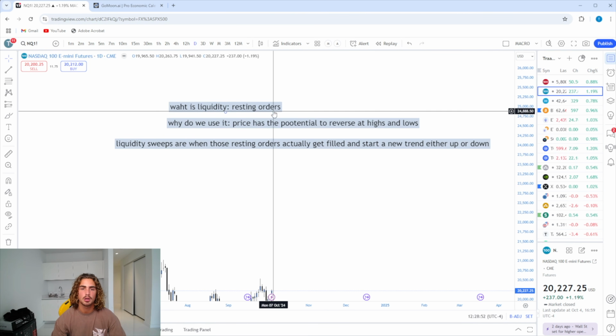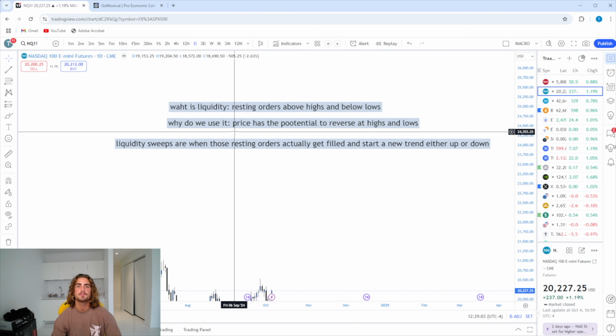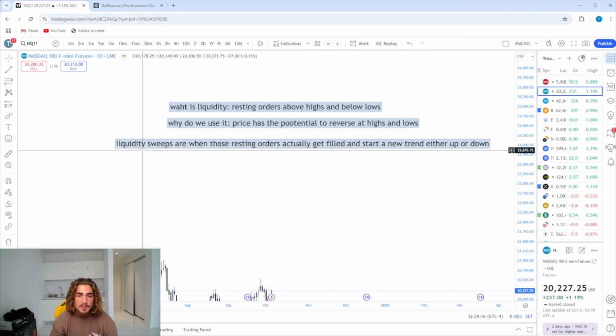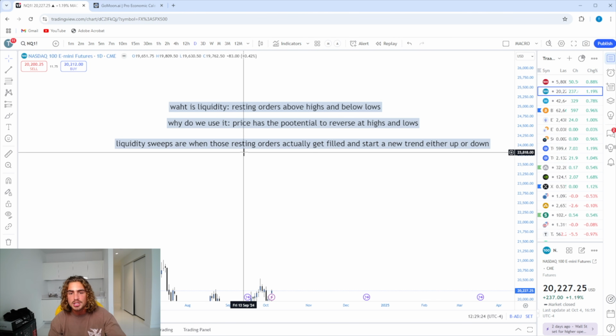Liquidity is resting orders above highs and below lows. Why do we use it? Because price has the potential to reverse at those highs and those lows because of those resting orders that are above those highs and those lows. And then what are liquidity sweeps? Liquidity sweeps are when those resting orders actually get filled and start a new trend moving either up or down.